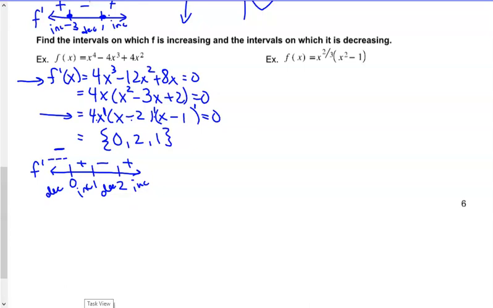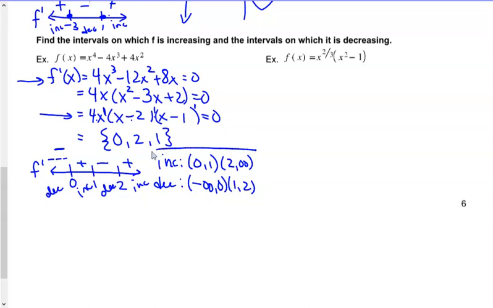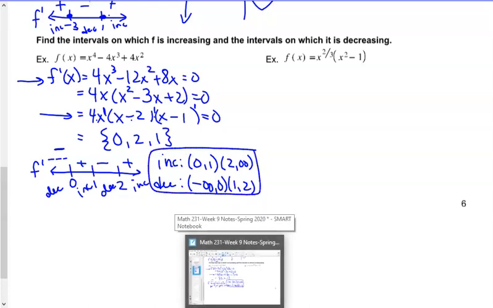So the question said to find the intervals on which f is increasing and on which f is decreasing. For increasing, from the positives, we would have from 0 to 1, and from 2 to infinity as our intervals of increasing. For decreasing, we would have from negative infinity to 0, and from 1 to 2. And that would be our final answer for that problem. Okay? All right, very good. Let's try this next one.